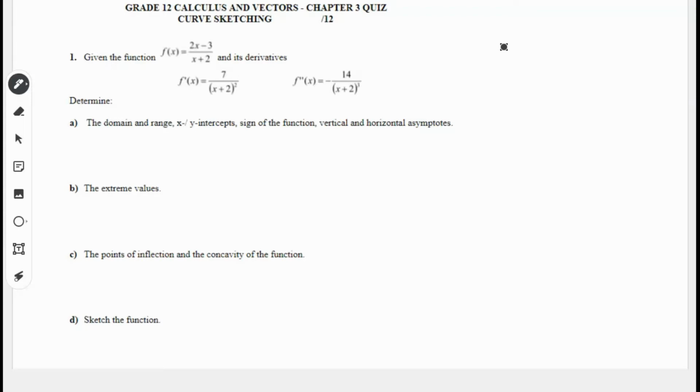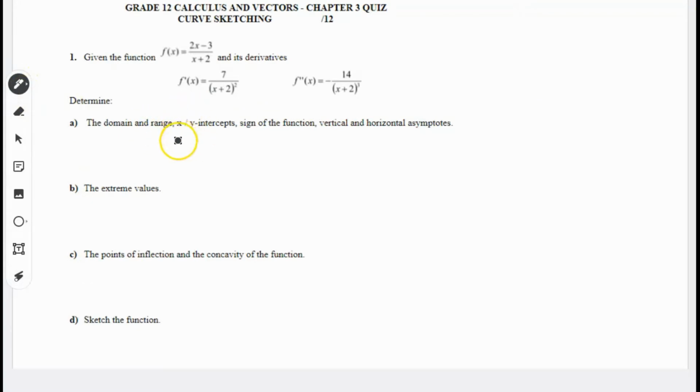This says, find the domain and range, x, y intercept, sign of the functions, vertical and horizontal asymptotes. And this question we can all do just using the function. We don't need the derivative or the second derivative yet. This will be for the derivative, and that will be for the second derivative.